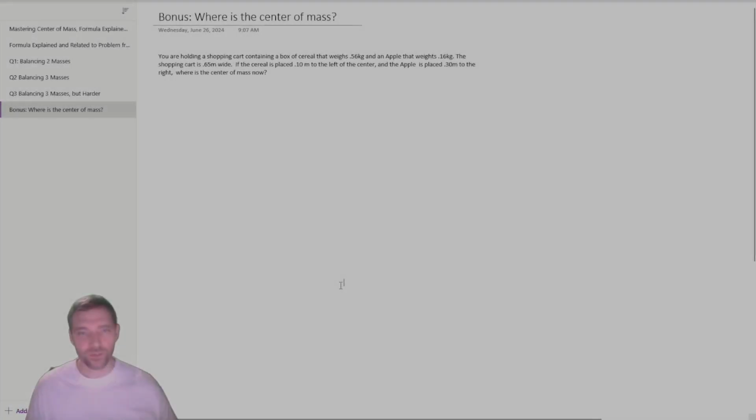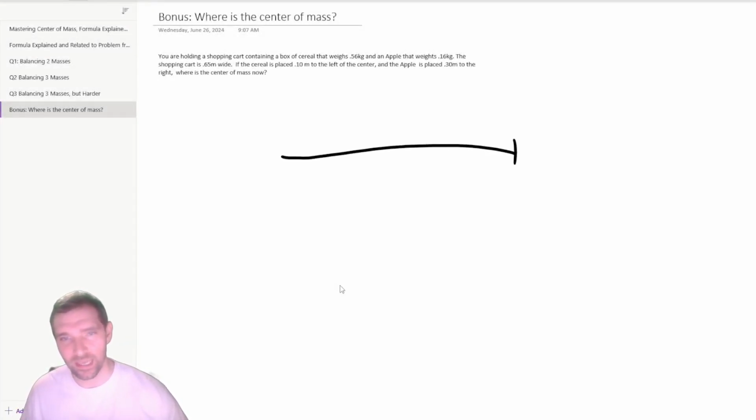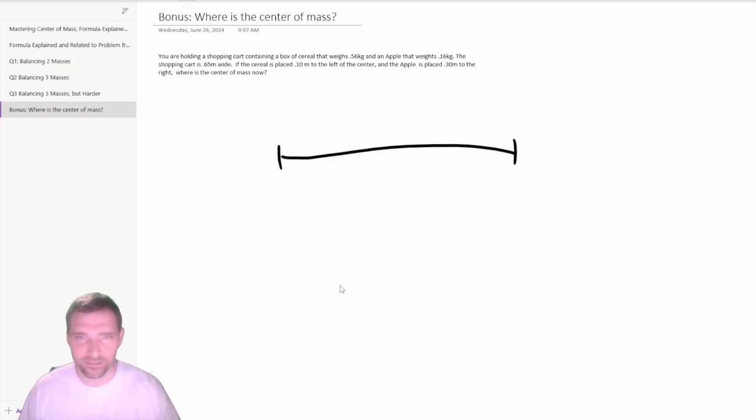So this is a bonus question. We have our shopping cart, which we are assuming to have no mass. Obviously it should, but we are just going to consider that its mass kind of averages out, and we're really just going to consider the cereal box and the apple. Now, in this case, we don't know where the center is. We don't have the center of mass, but we have some other values here.